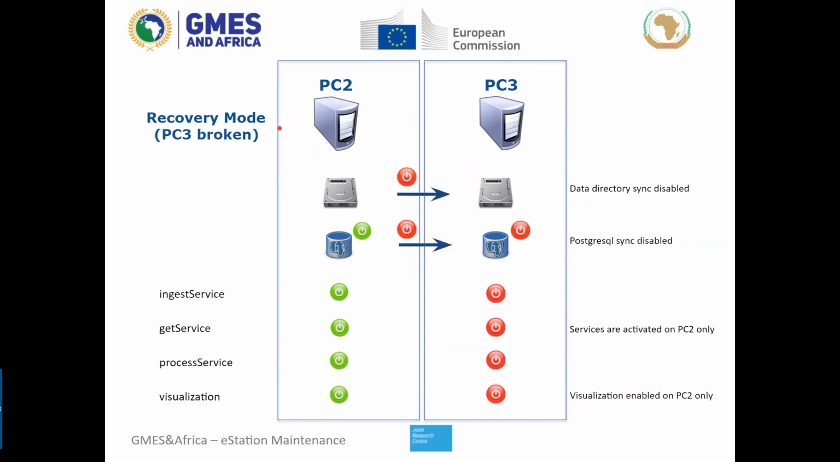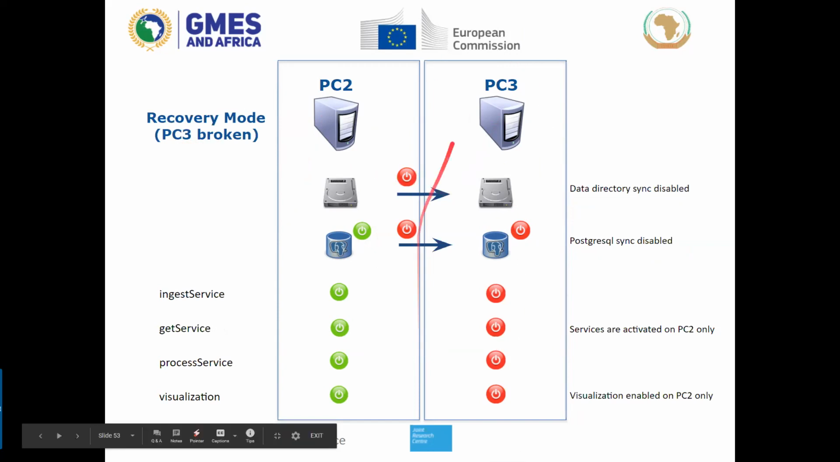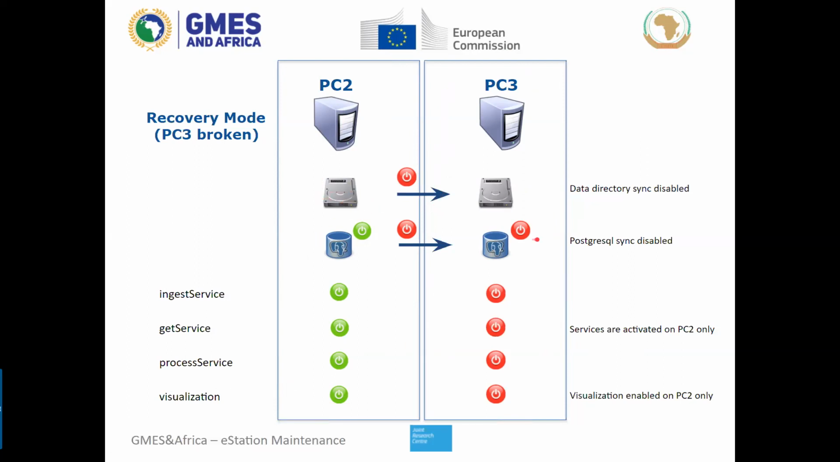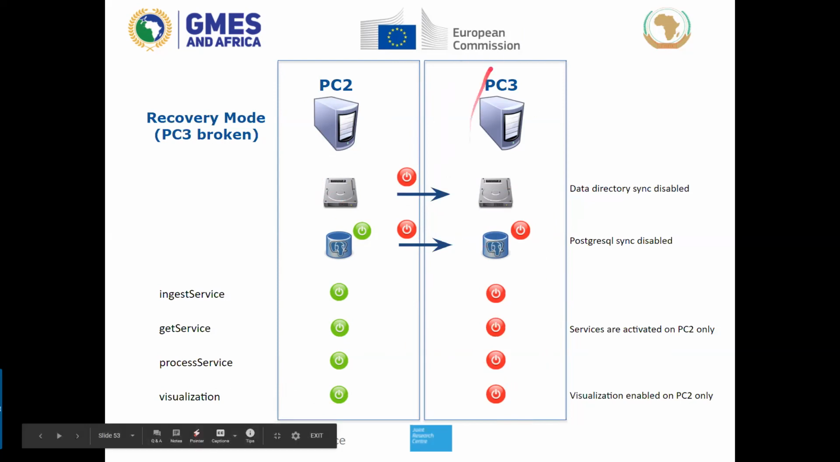when you put the Mesa station in the recovery mode, assuming that PC3 is broken, what happens is, when you activate the recovery mode, the visualization will also be active on the PC2. So you also see the analysis tab on the PC2. The PC3 is broken, so you have to rectify it. It doesn't really do the data sync or the DB sync, since the PC3 is not functional. So this is about the recovery mode if PC3 is broken.